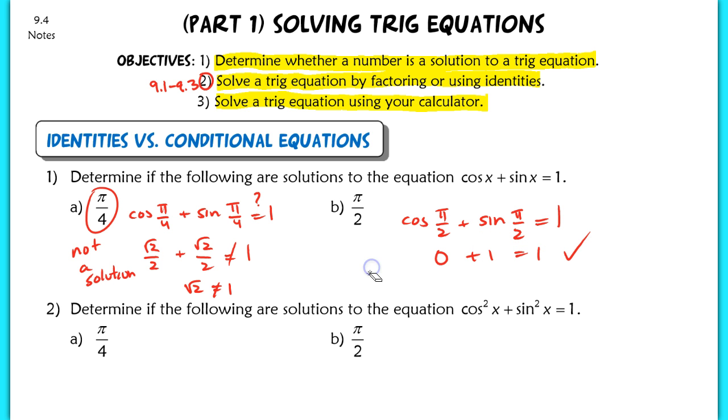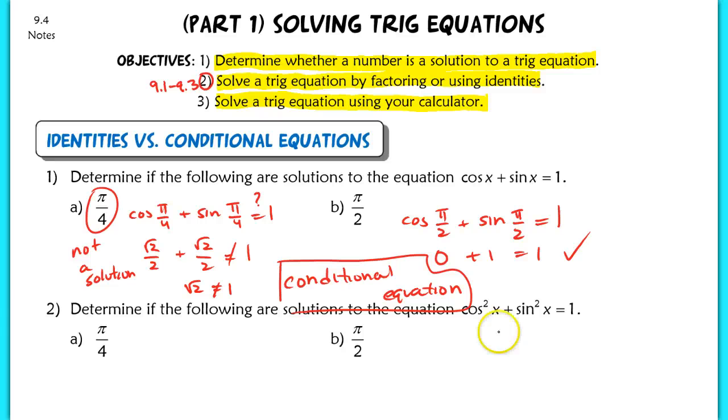So this is an example of something called a conditional equation. Okay, so it doesn't work for all real numbers. It only works under some cases. For example, it works when you're inputting pi over 2, and in the example over here, obviously it did not work. So this is considered a conditional equation versus what we've studied so far, which are identities.